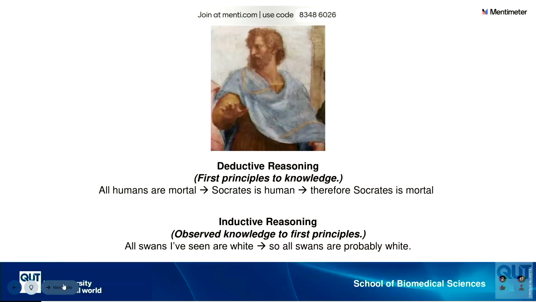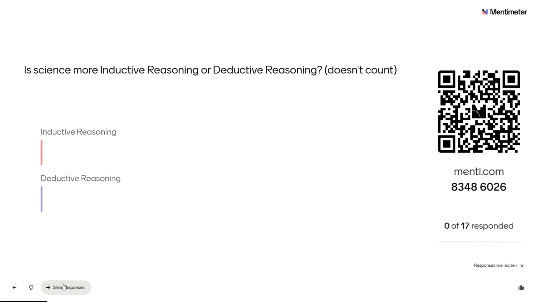And then the other idea he came up with is essentially going in the reverse, where we have observed knowledge and then we extract the first principles from them, inducing the general principles and then deducing the general principles. So for the example of inductive reasoning, if all the swans I ever see are white, then all swans are probably white. But there's a little bit of a problem with inductive reasoning, because how many swans do I have to see before I know for certain that all swans are white?